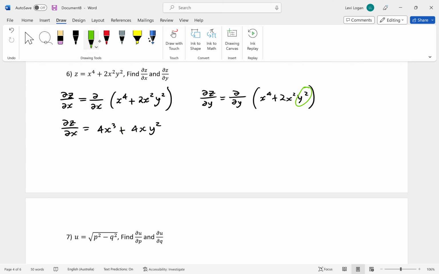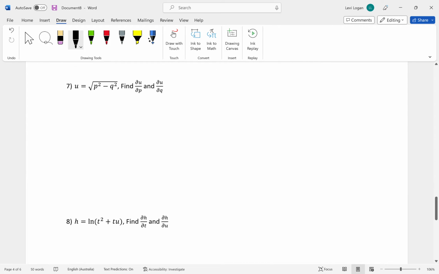So if we differentiate this with respect to y, the whole x to the 4 thing turns to 0. So we're going to have delta z over delta y equal to, that whole thing turns to 0, so we don't write anything down. Differentiating y squared, bring the 2 down the front, so we're going to have 4x squared y. Boom. Too good. Alright, have a go at question 7.